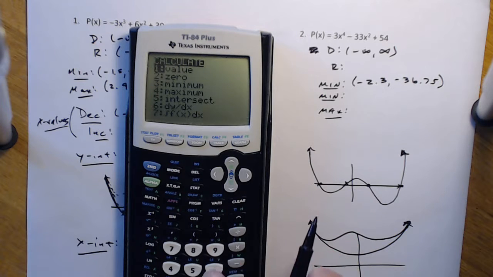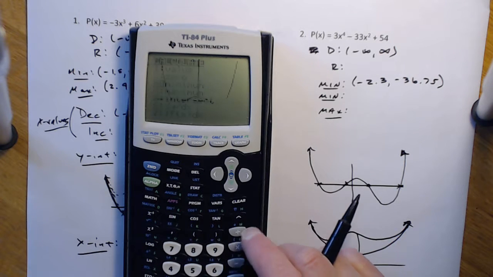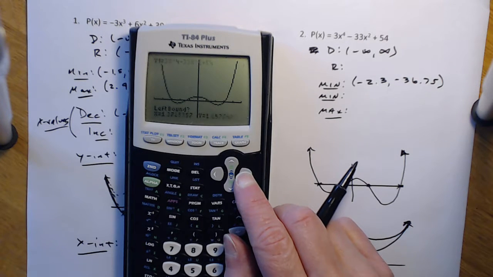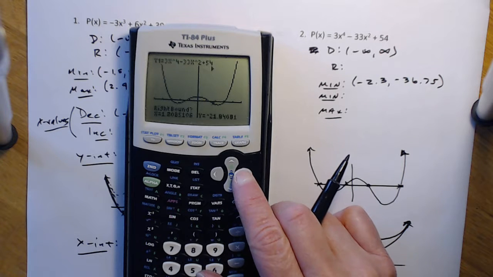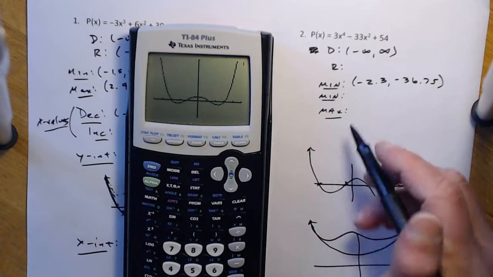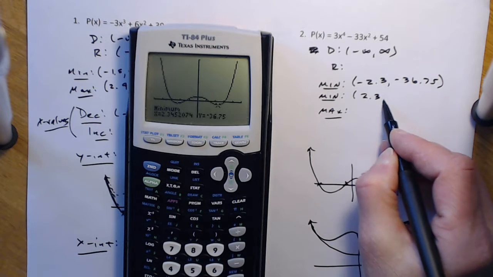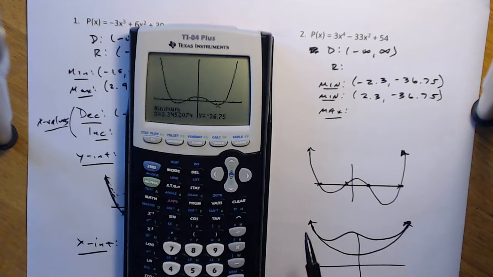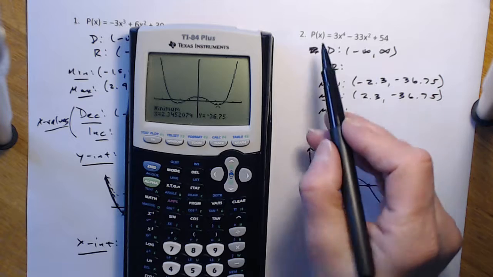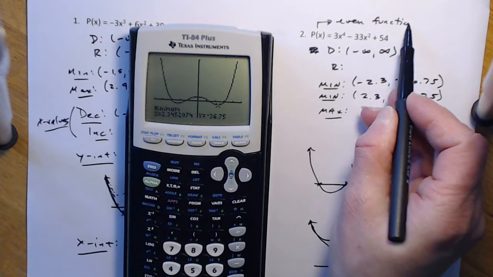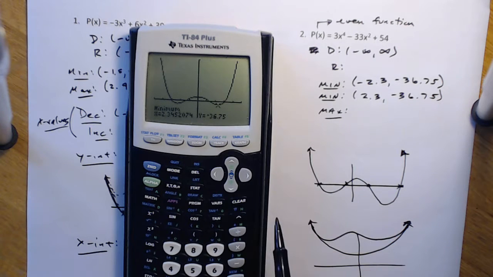Repeat that for the other one. Go way over to the other minimum. I'm going to stay left of it. Hit enter. Go right past it. Hit enter. Take a guess. Another one is 2.3 comma negative 36.75. So it's sort of interesting that there might be some symmetry here. Okay, it is probably worth your time to check. This is an even function, so there is symmetry. Okay, again, I'll leave you to find the max.